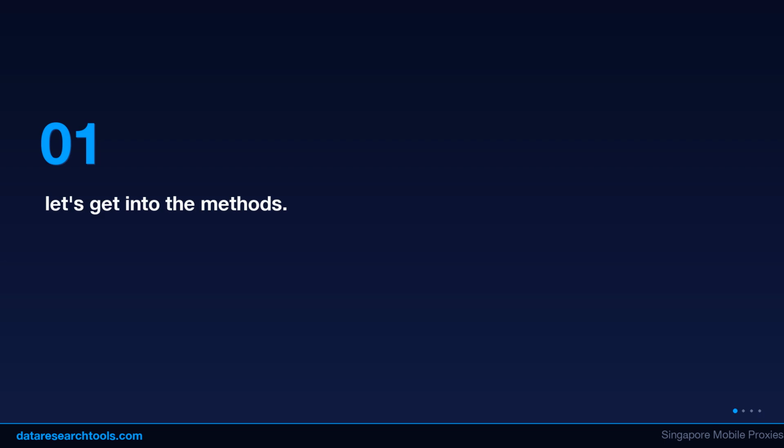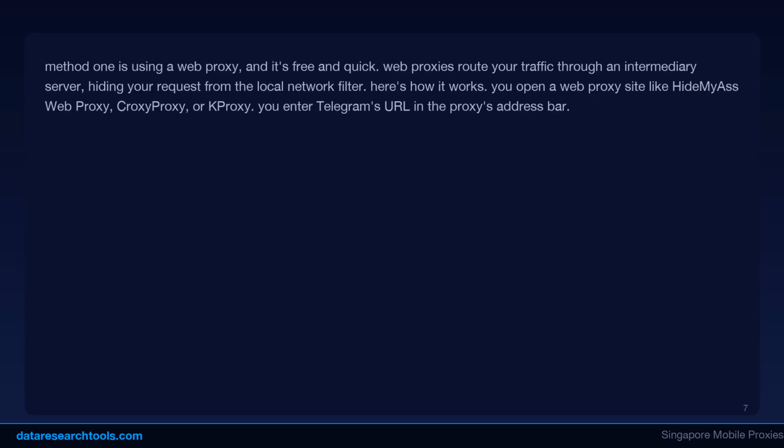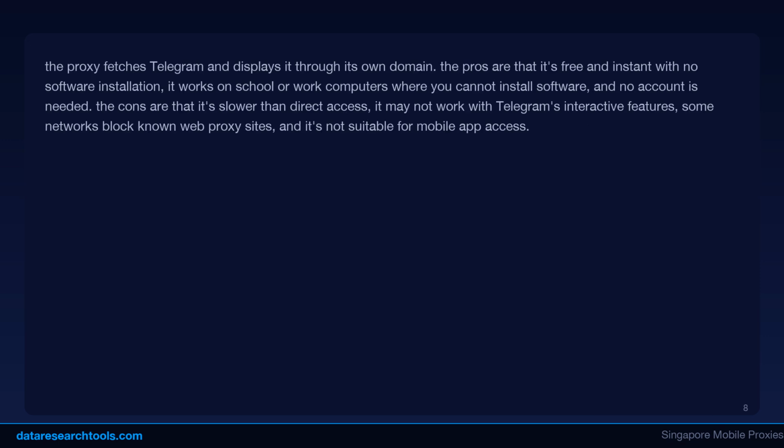The pros are that it's free and instant with no software installation. It works on school or work computers where you cannot install software, and no account is needed. The cons are that it's slower than direct access. It may not work with Telegram's interactive features. Some networks block known web proxy sites, and it's not suitable for mobile app access. This method is best for quick temporary Telegram access on restricted computers.